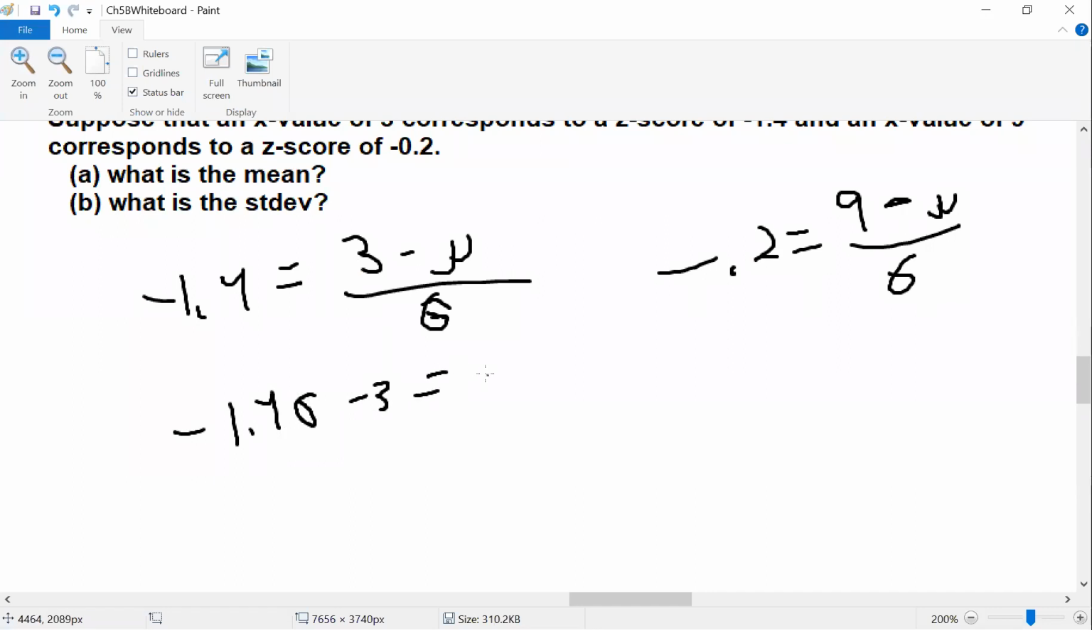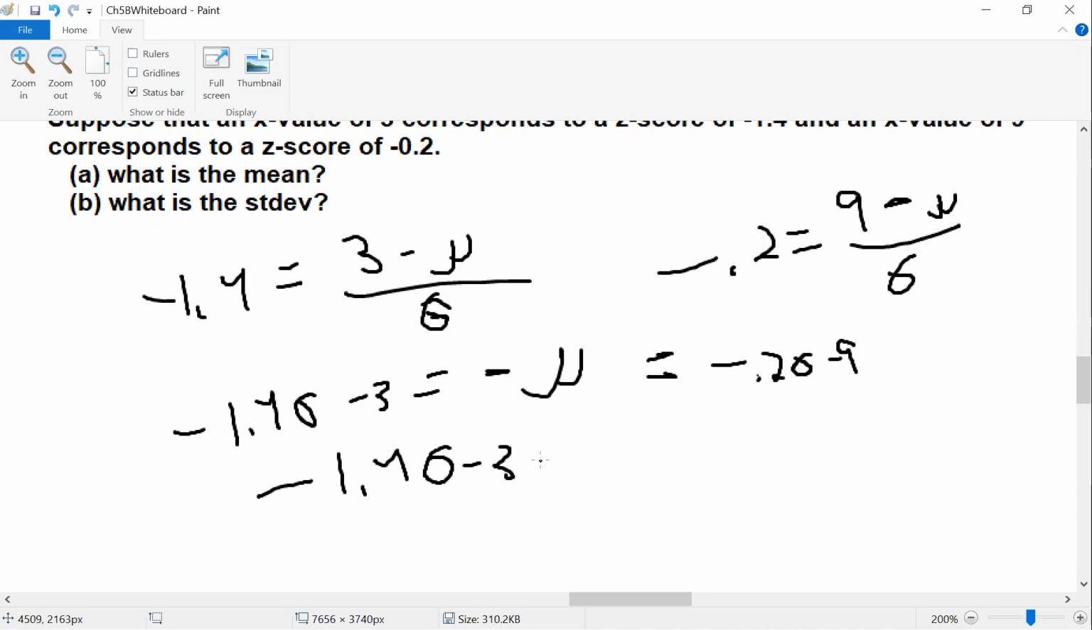Minus 3 is negative mu. Negative 0.2 times sigma, so negative 0.2 sigma. We'll subtract the 9 from that. Let me try that sigma again. There we go. Minus 9, and that's equal to negative mu. We've equated it. Now we solve. Negative 1.4 sigma minus 3 is equal to negative 0.2 sigma minus 9.